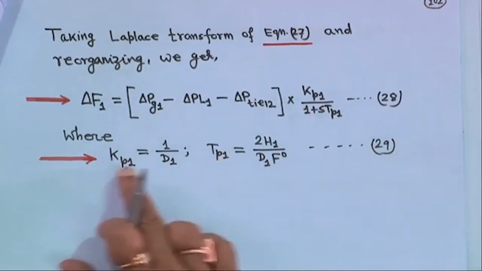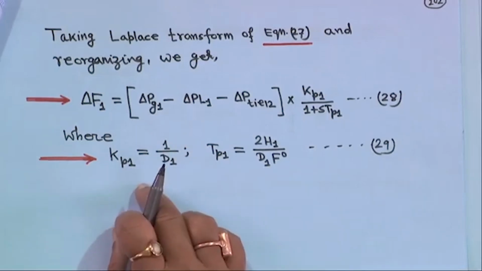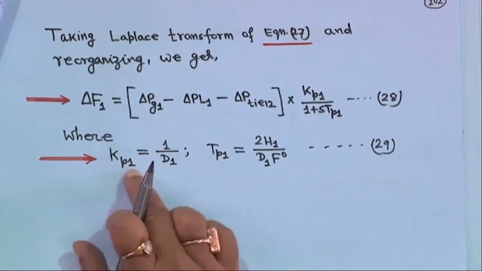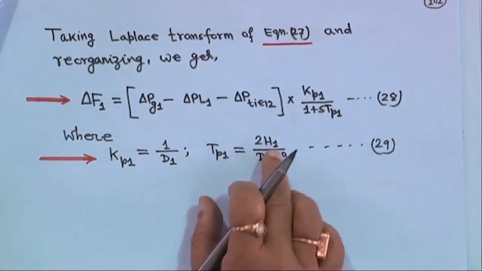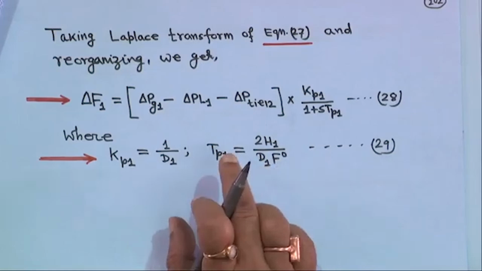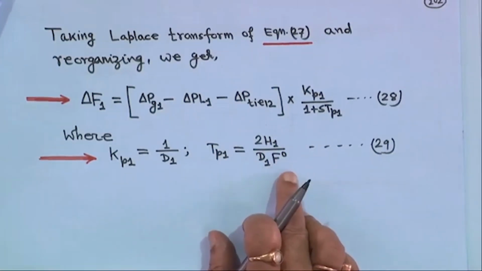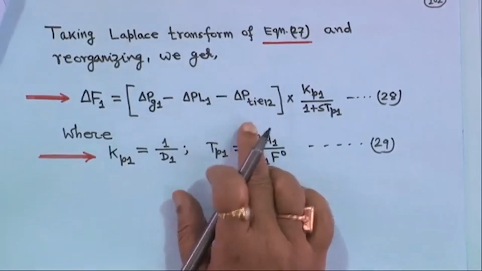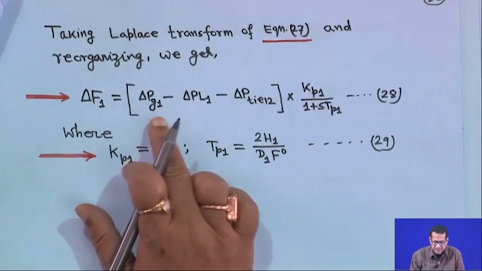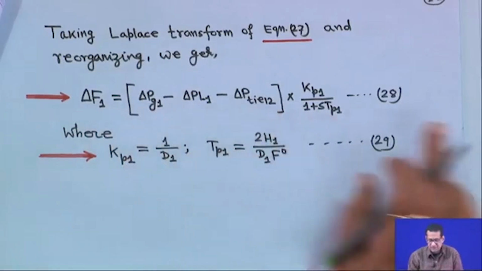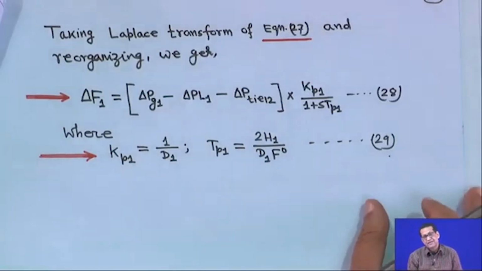Where Kp1 is equal to 1 upon d1; we know that Kp is equal to 1 upon d for the isolated case. For area 1, Kp1 is equal to 1 upon d1. Similarly, for the isolated case we have seen 2H upon d f0; for area 1, Tp1 is equal to 2H1 upon d1 f0. So this is the equation related to delta f1, delta Pg1, delta PL1 and delta P ti 1 2. This is equation 28 and these two we are marking as equation 29.